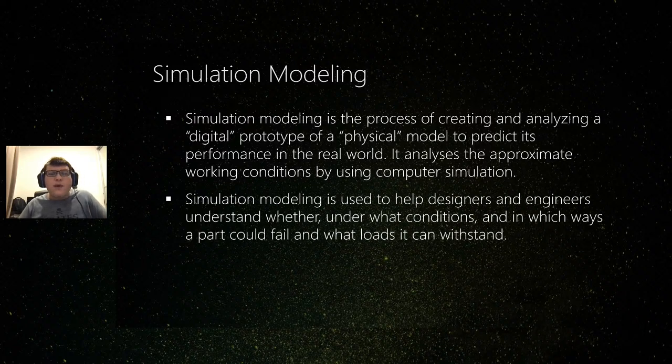Simulation modeling is used to help designers and engineers understand whether, under a certain condition or in which condition, a certain part may fail. For example, you want to know, if I give this parameter like voltage, and you give the voltage higher, what happens? Will the fuse blow up or not? You can simulate this before it happens outside in the real world.